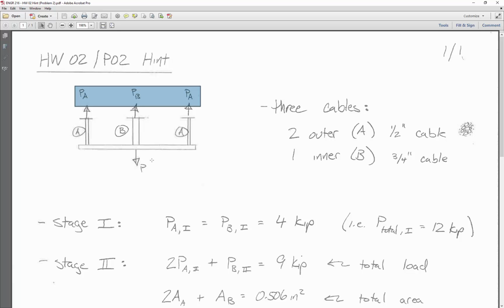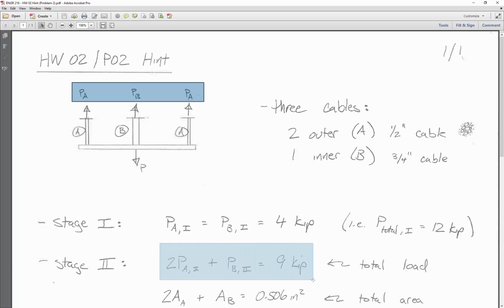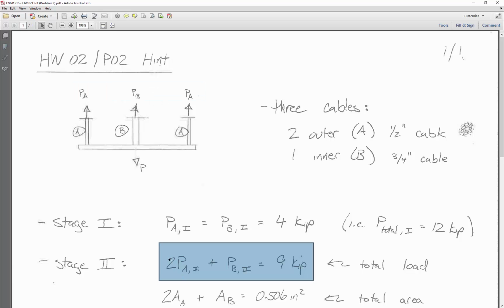But anyways, going back to the problem, an additional 9 kips is placed on the system, and we don't know how much goes into each cable, but we do know that the sum of all of these forces in the cables, P_A plus P_B plus P_A, must equal 9 kips. So that's what's going on right here: 2 times P_A plus P_B has to equal 9 kips at that second stage where we're putting that additional 9 kips on there.